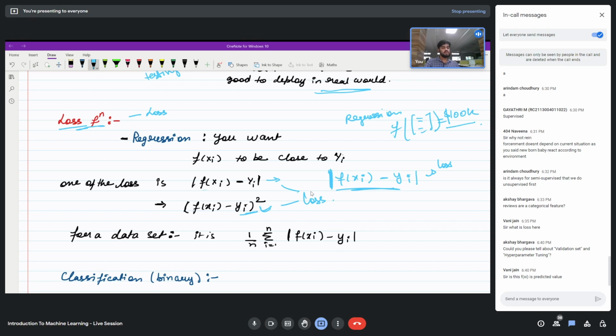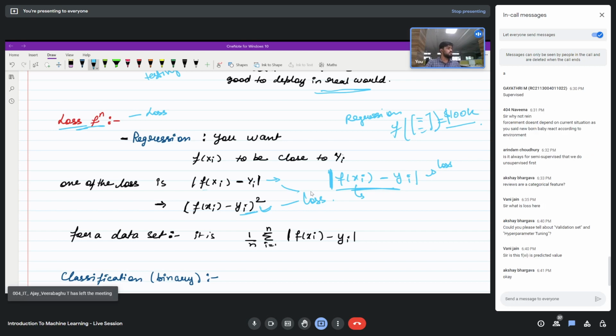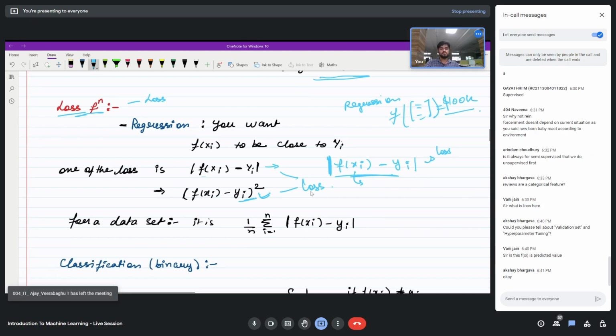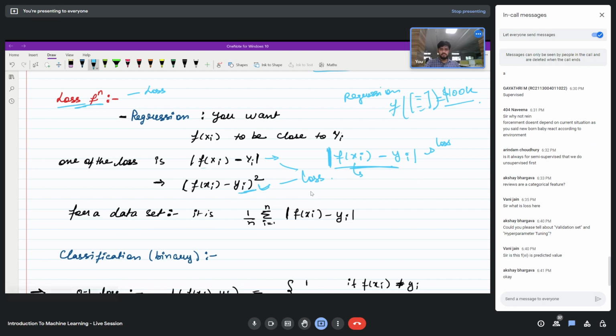F of xi is your predicted value. I'll come to this validation set in a while. F of xi is your predicted value, right? So this is your loss function. These are the possible loss functions that you can have for a regression.